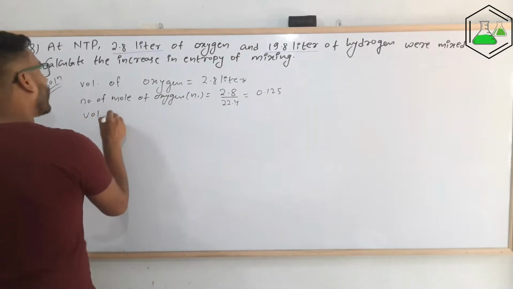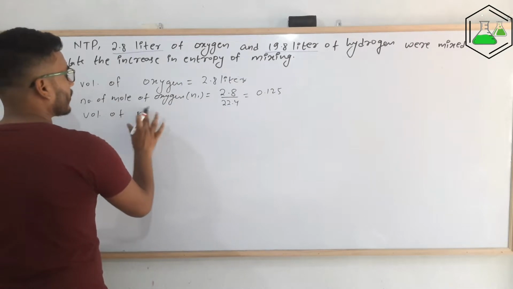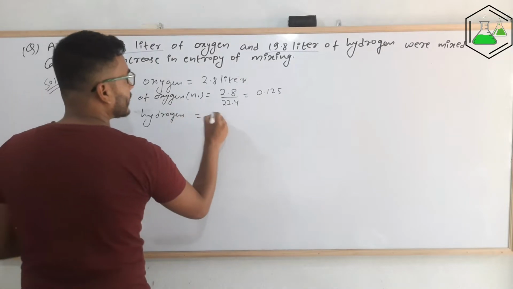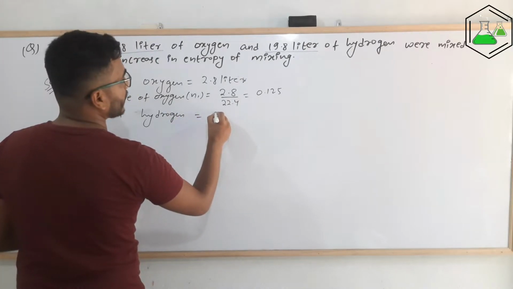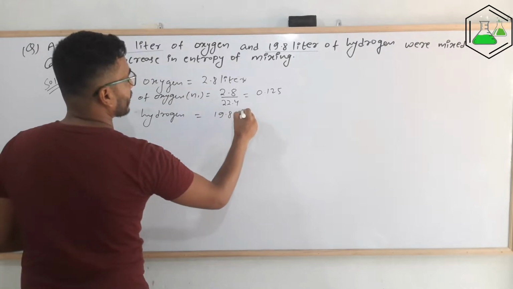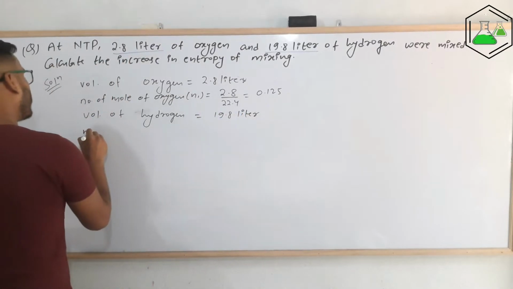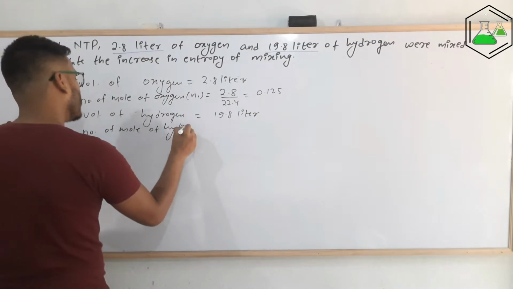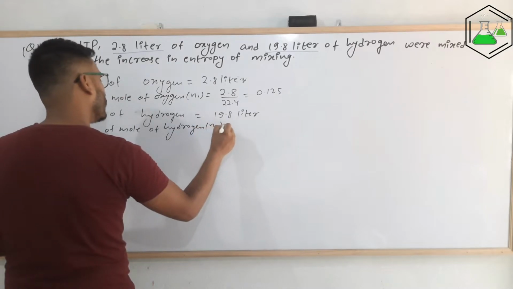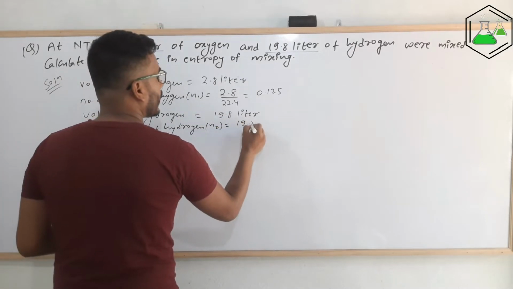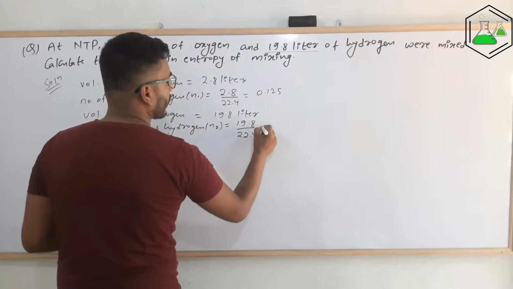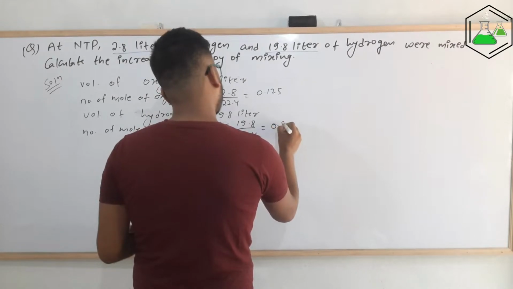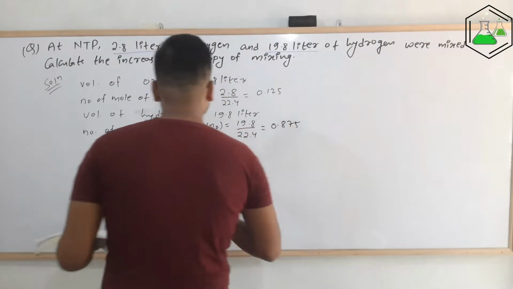Similarly, volume of hydrogen is provided, that is to be how much? Yes, 19.8 liter. Now, to calculate the value of number of mole of hydrogen, that is N2, there will be 19.8 divided by how much? 22.4, right? And if we divide it, we will get 0.875. This is the value of N2.